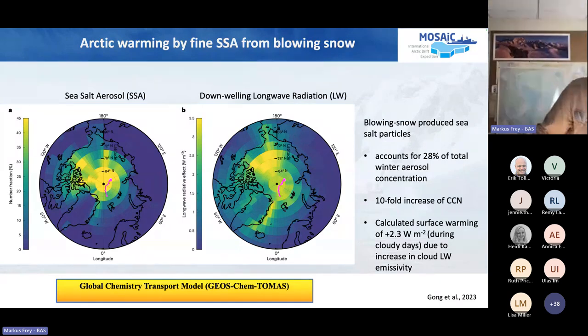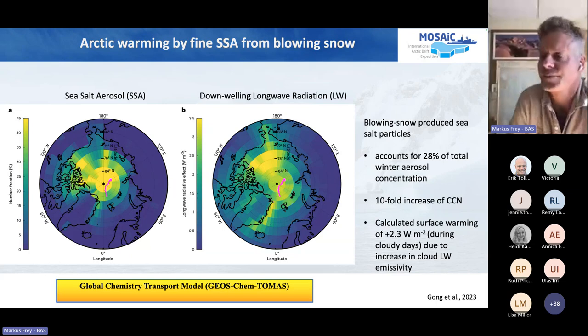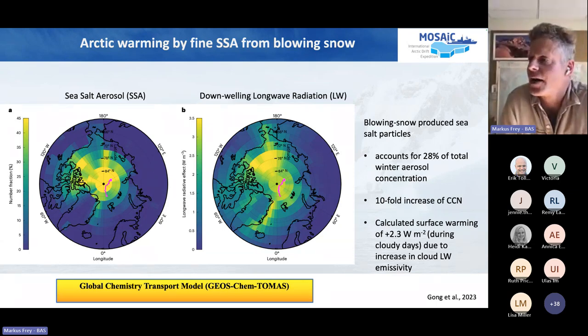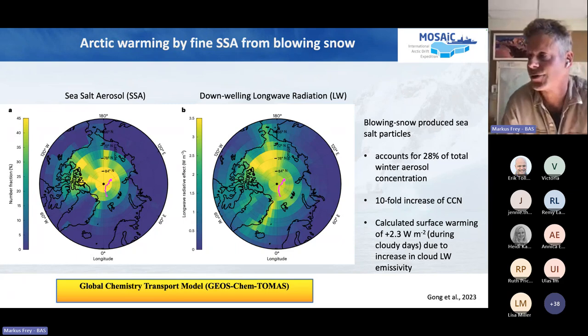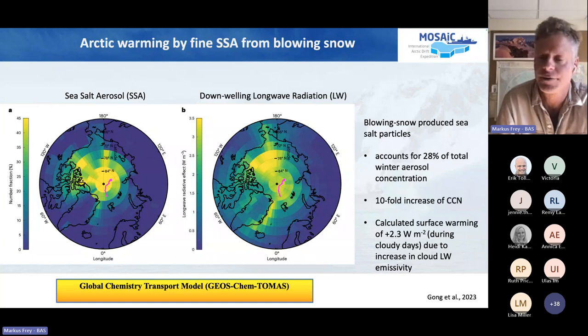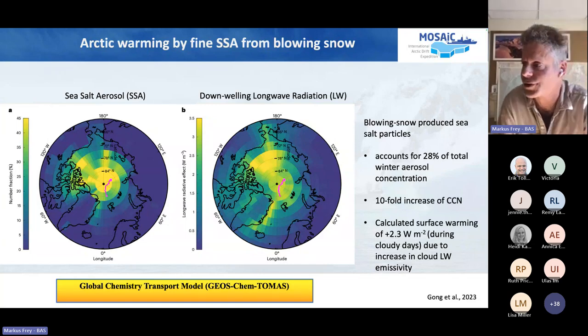Taking the observations now into the model. The model here is a different one: the global chemistry transport model, GEOS-Chem. It is run with and without the blowing snow mechanism. On the left-hand side, you see a prediction for the entire Arctic north of 70 degrees north. This computation suggests that the blowing snow produced sea salt particles account for almost one third of the total winter aerosol concentration. So quite significant, also implying a 10-fold increase of cloud condensation nuclei from that source.